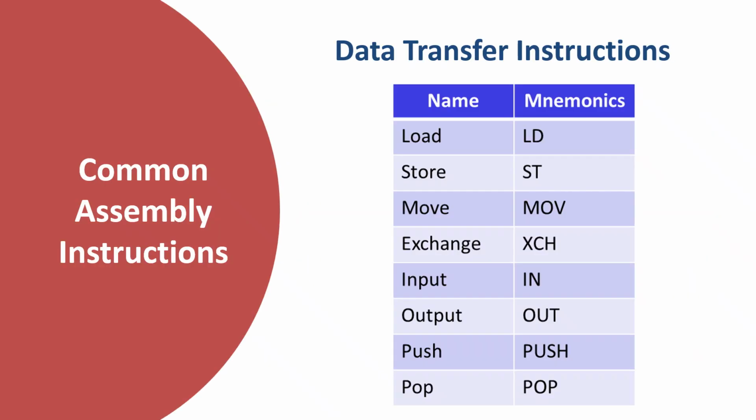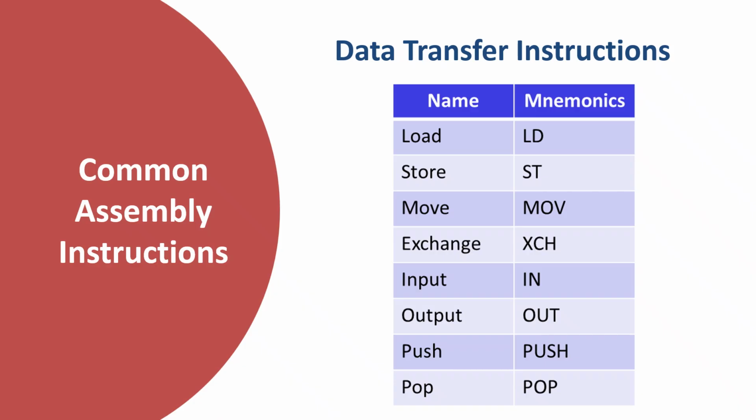Assembly language instructions are grouped based on the kind of operation they perform. These include data transfer, arithmetic, logical, bit manipulation, control, and branching operations. Each instruction uses a mnemonic that directly maps to a machine level operation.